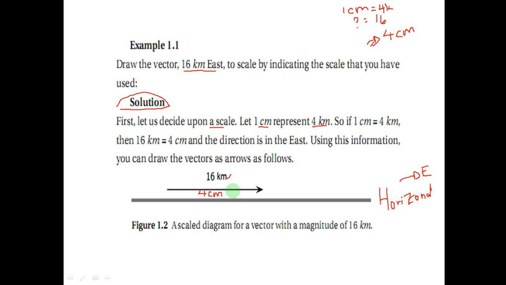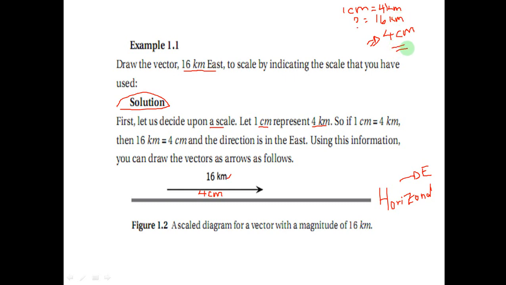The first point is decide your scale. Here, in our case, 1 centimeter represents 4 kilometers. So if 1 centimeter represents 4 kilometers, how many centimeters will represent the 16 kilometers? So the 16 kilometers can be represented using 4 centimeters.